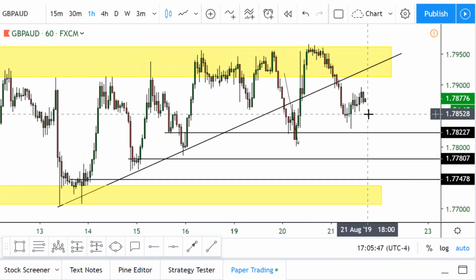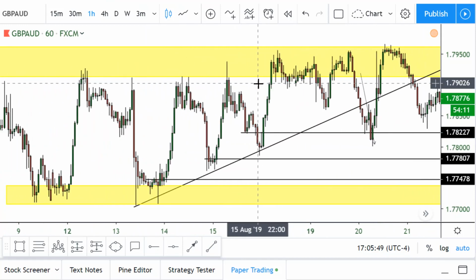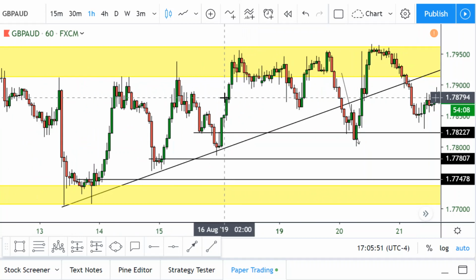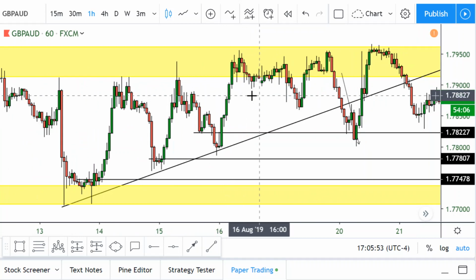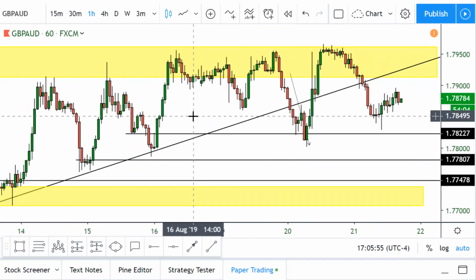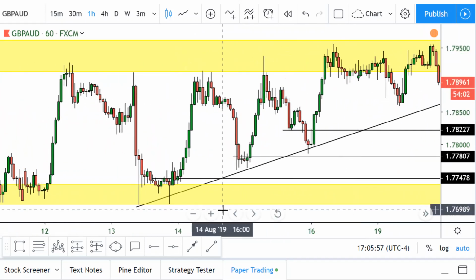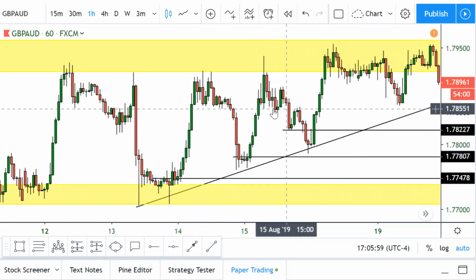Hey everyone, in this video I'm going over how to use long and short position boxes, which are also the red and green boxes, and then a little overview of zones and why I use zones. So let's start off with a long position.